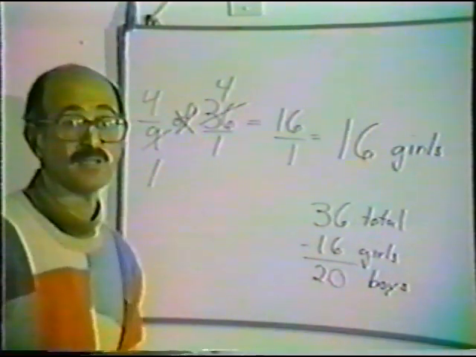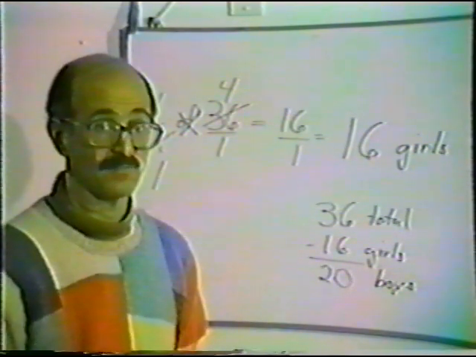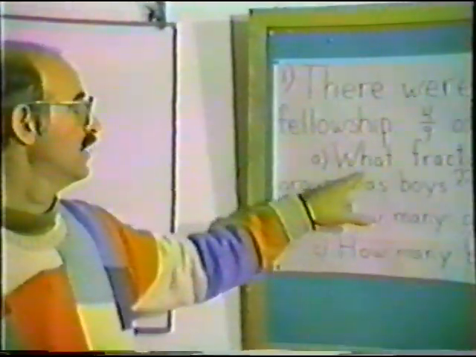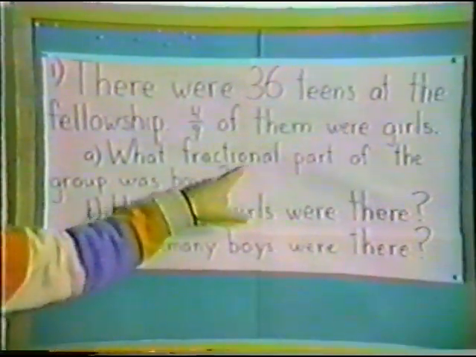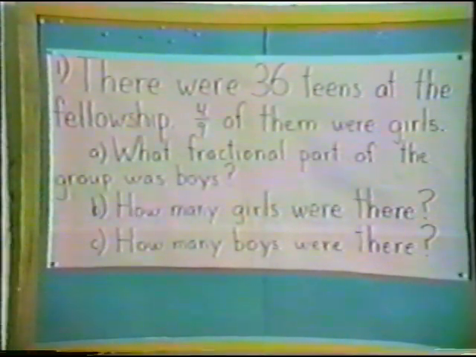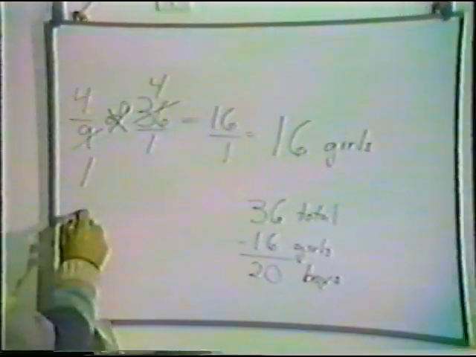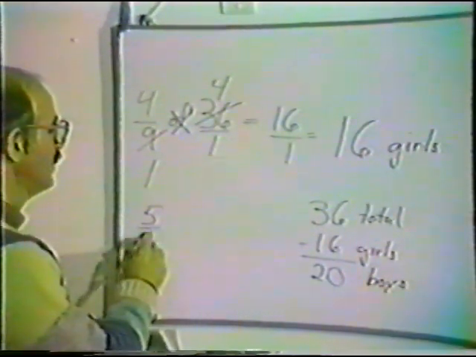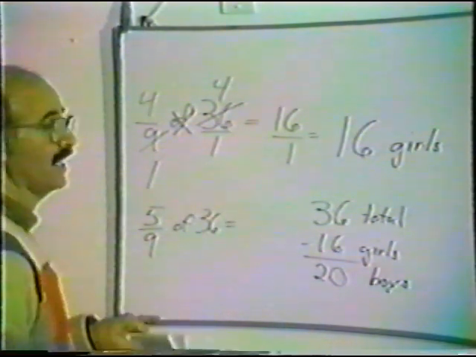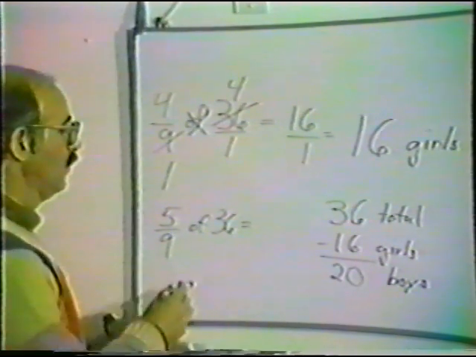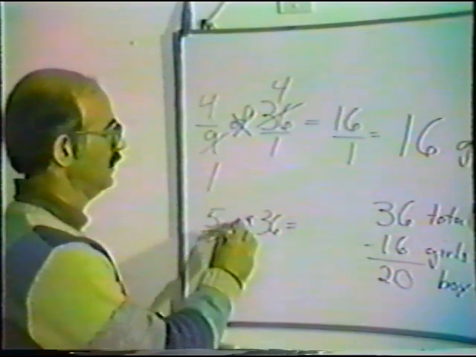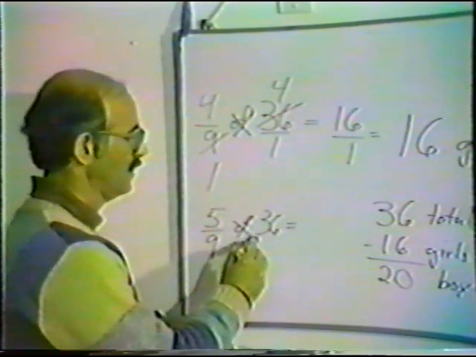But I said there's another way to do this. When we did the first question, we found out that the answer to what fractional part of the group was boys was 5/9. That means 5/9 of the 36 are going to be boys. What do we do with the of? Times.